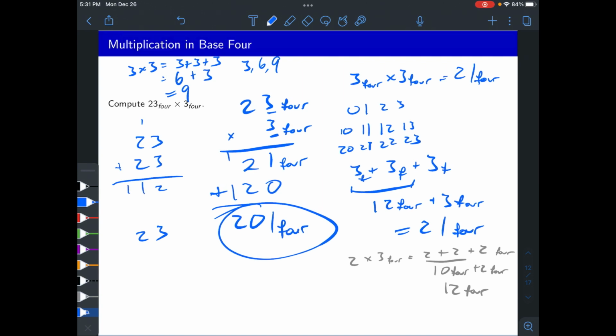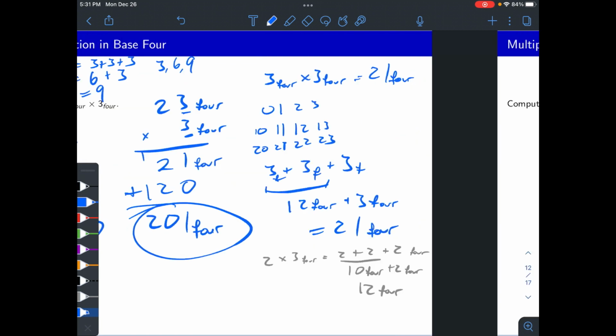And then 1 and 2 makes one group of 4 and then 1 left over. So 1, 1, base 4. And then I'll add that remaining 2, 3, base 4. 2 and 3 makes 1, 1. One group of 1 and then one group of 4, which I'll carry. And then 1 and 2 makes not 4, but 1, 0, base 4. I'll carry that 1. And then we get 201 base 4, which again just confirms our answer of 201 base 4.